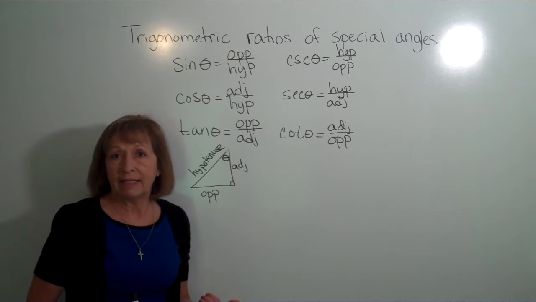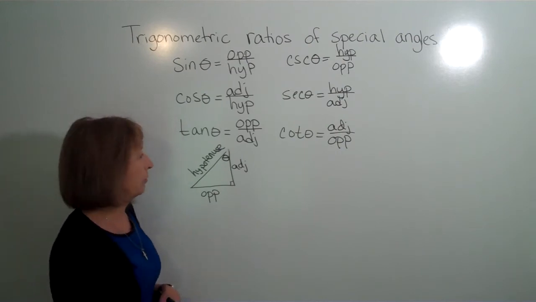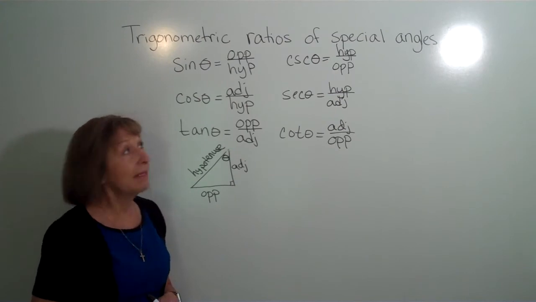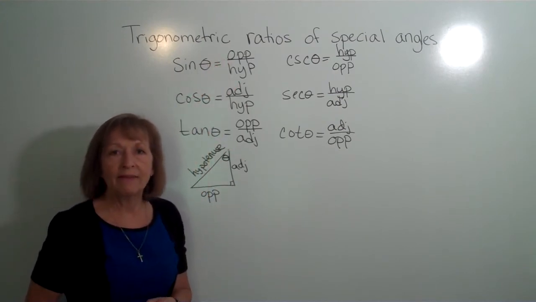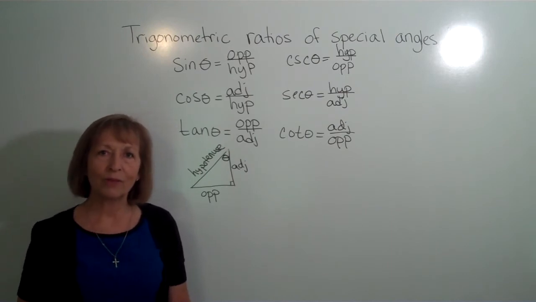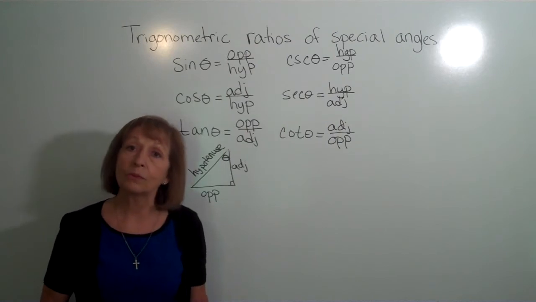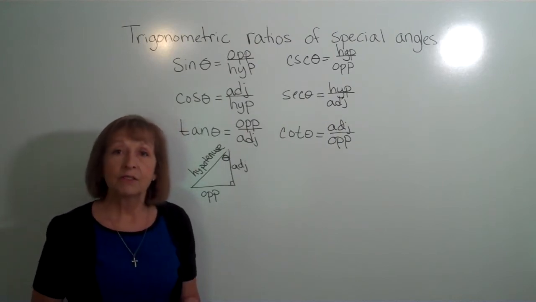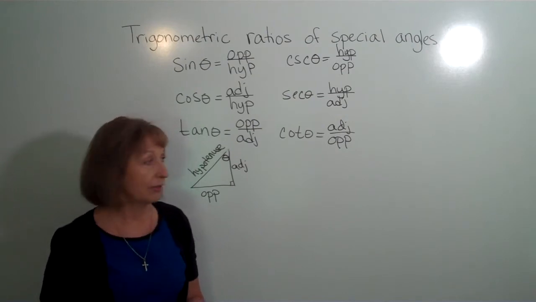We looked at finding these ratios for just any angle in a previous video, and in this one we're specifically going to talk about special angles. The special angles we're going to talk about are the ones that come from the right triangles that you worked with in geometry, specifically the 45-45 right triangle and the 30-60 right triangle.